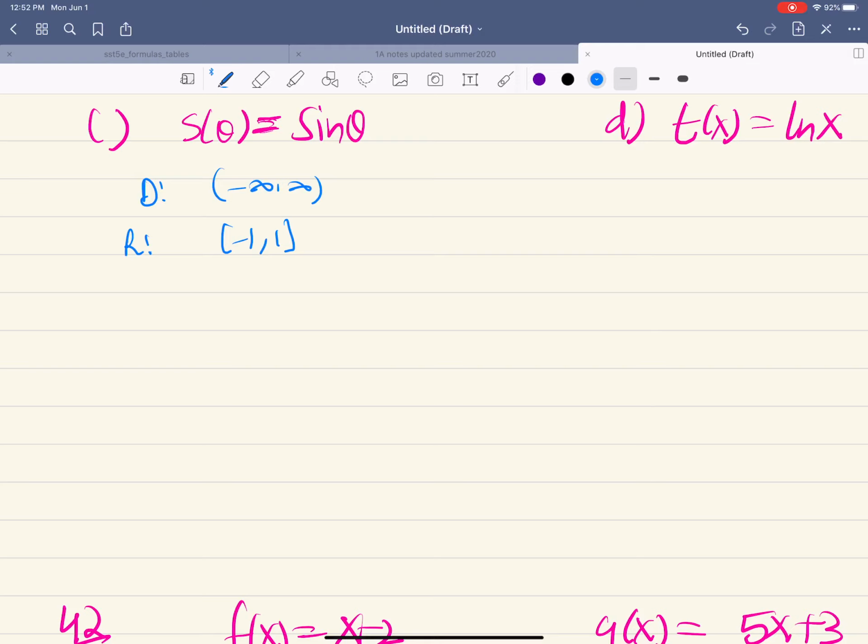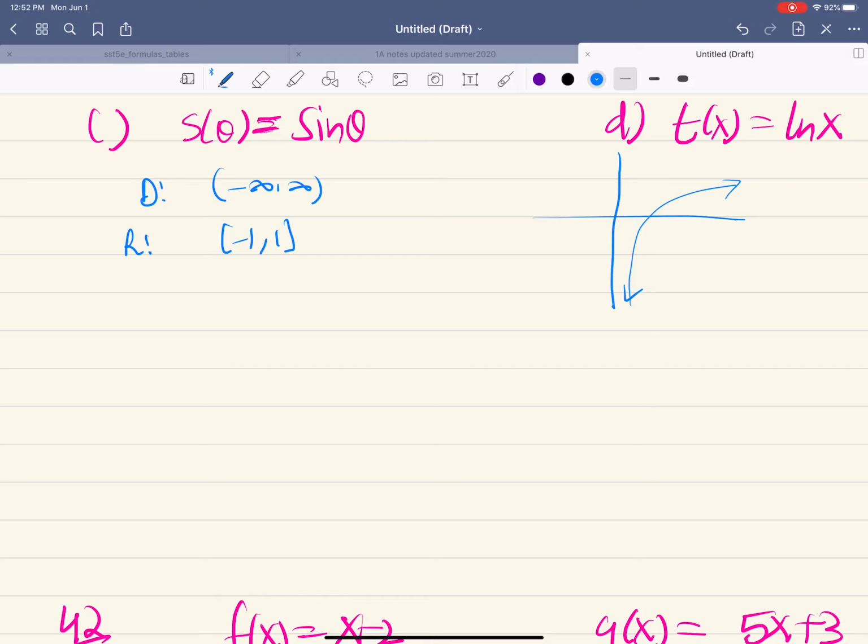Okay, let's see, the next problem we have is t of x is equal to natural log of x. What's the domain and range for natural log of x? If you recall the graph of natural log of x, it looks something like this.